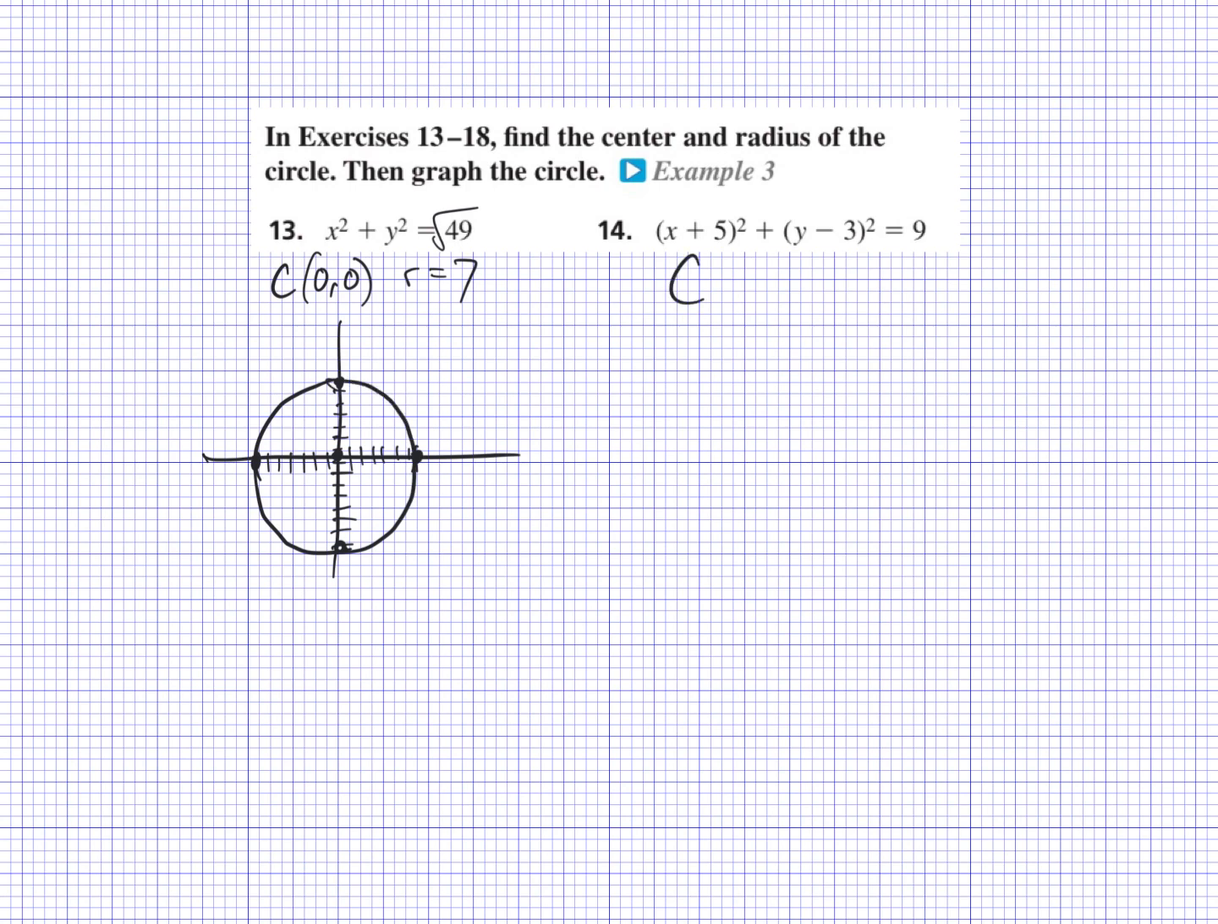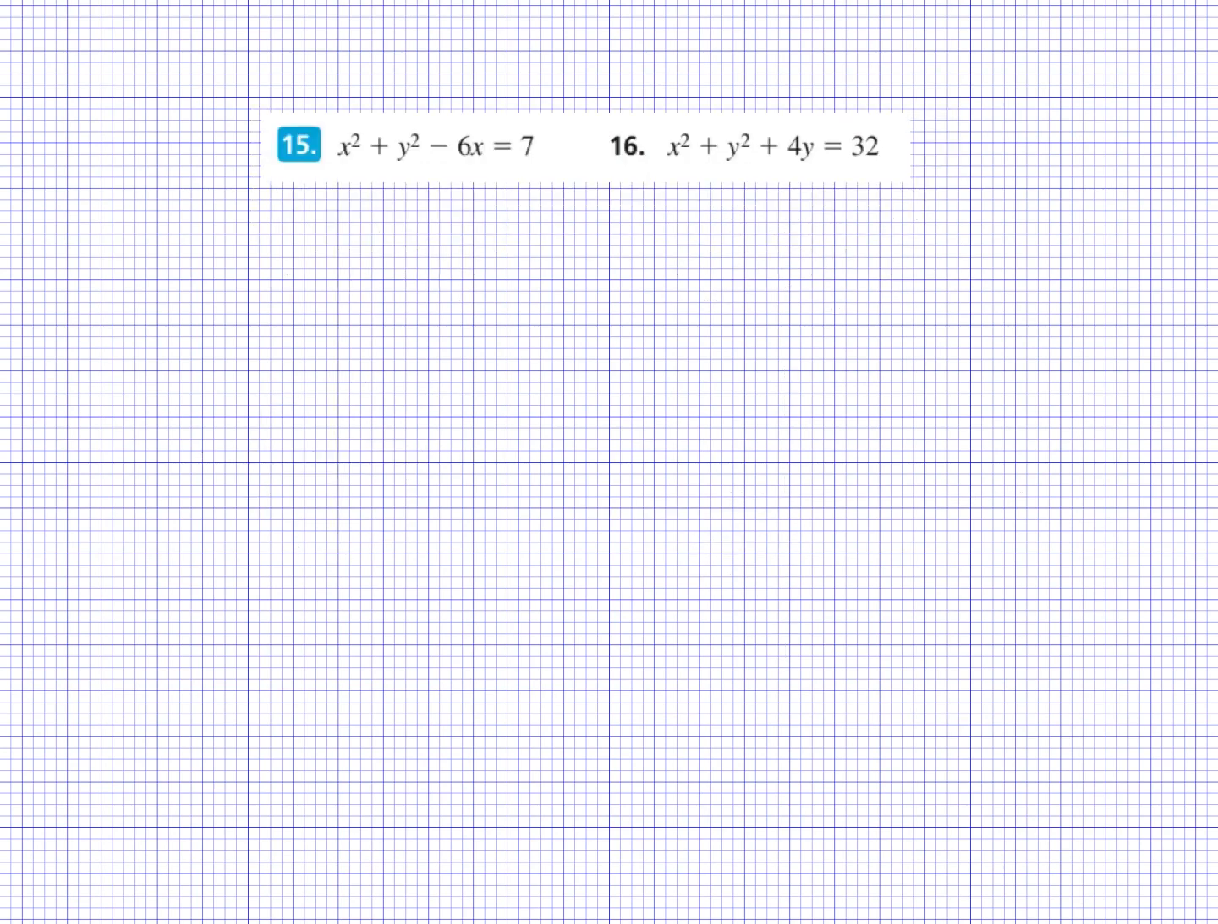All right, number 14, our center is at negative 5, positive 3. Our radius is 3. So let's draw this one. I'll show you how to draw easy again. Center's at negative 5, negative 3. The radius is 3, so go left and right 3 and up and down 3. And then you just connect the dots. There you go. Let's keep doing it.